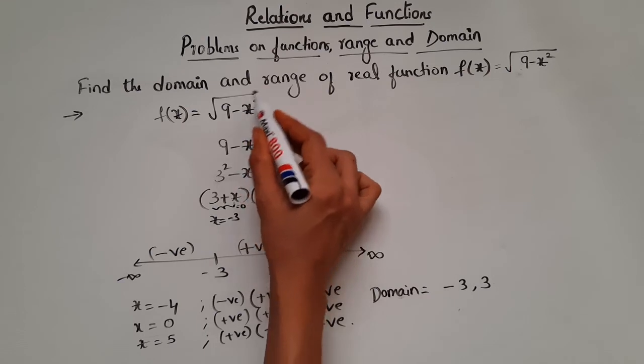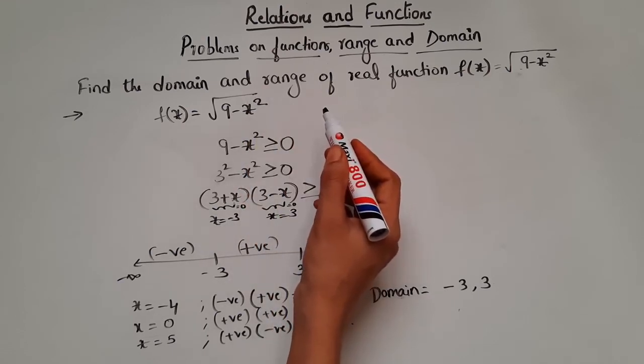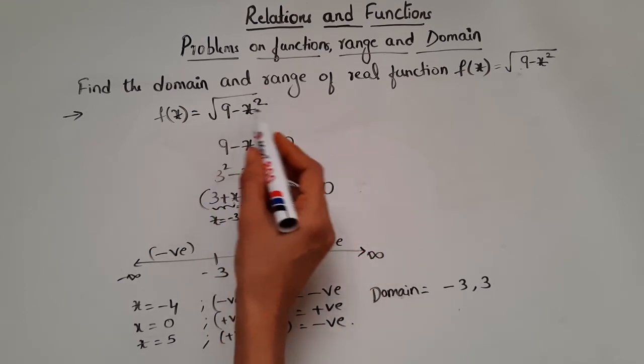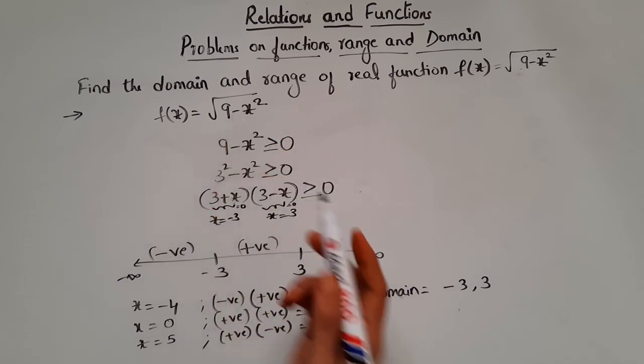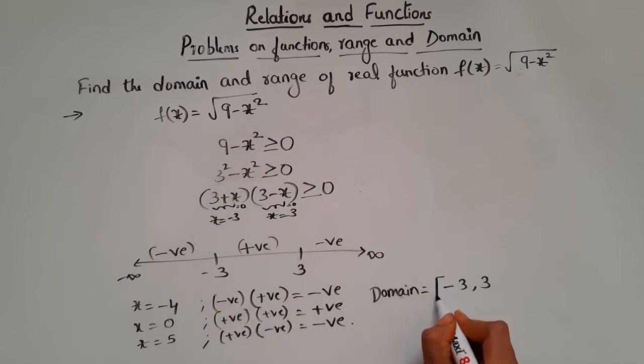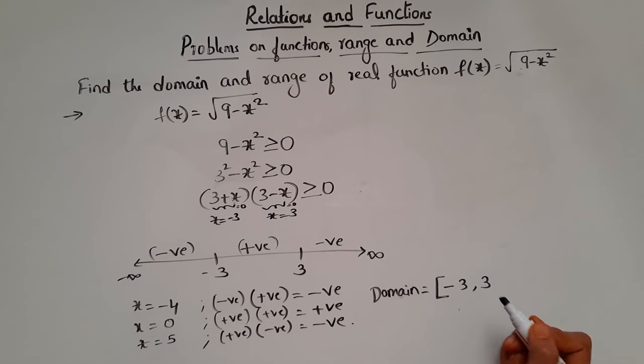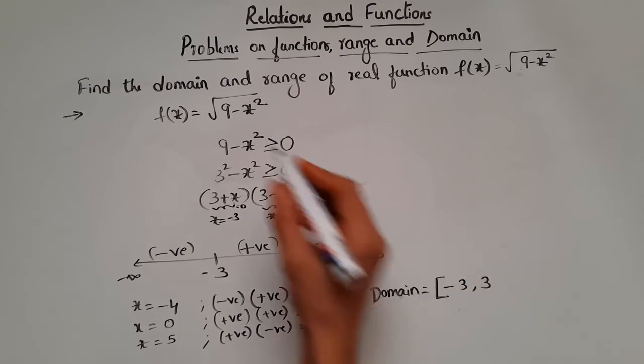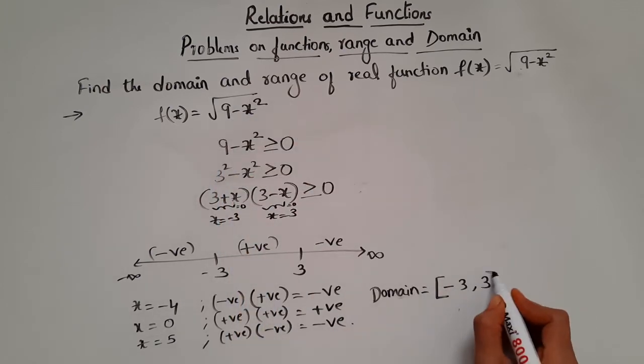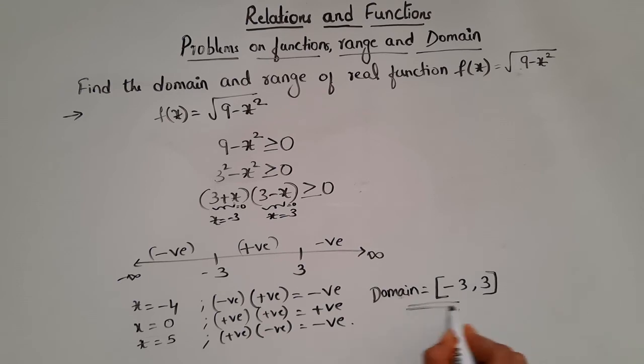Minus 3 the whole square will make it positive, right? 3 square, 3 3s are 9. 9 minus 9 will give you 0, and square root of 0 is 0. So this is included. Up till where? Up till 3. 3 square is also 9, so 9 minus 9, this is also included, right? So your domain is minus 3 to 3.